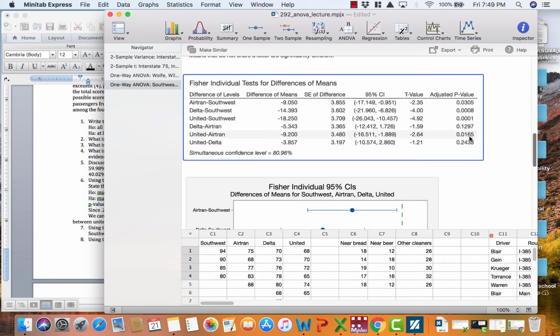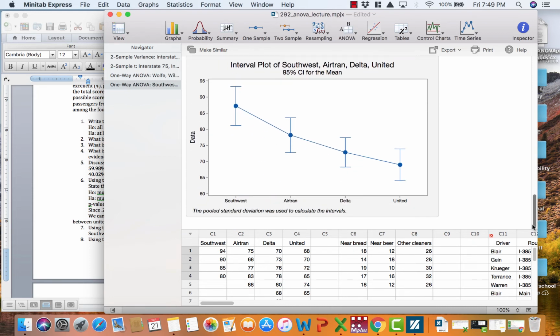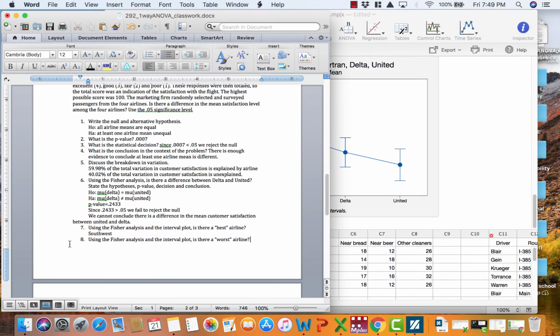United AirTran, significantly different because 0.0165 is less than 0.05. Aha, but we come to the one we've already looked at, United Delta. Here we failed to reject the null. We could not conclude that United and Delta are different. So since United and Delta cannot be considered different, there is not a worst. We simply say, no, there is not a worst airline. Why? Because Delta and United are not significantly different.